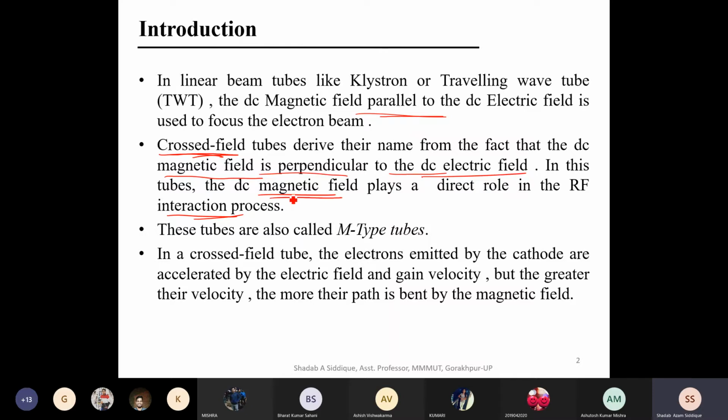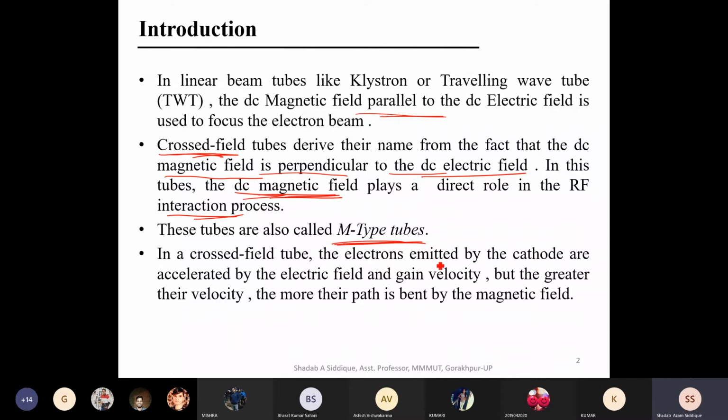So here the DC magnetic field is important, and it is provided by a permanent magnet. Let us see what the magnetron looks like. We have a permanent magnet with a south and north pole, and that pole gives you the DC magnetic field. So these tubes are called M-type tubes, also called cross-field tubes.